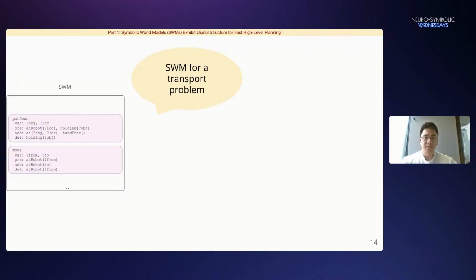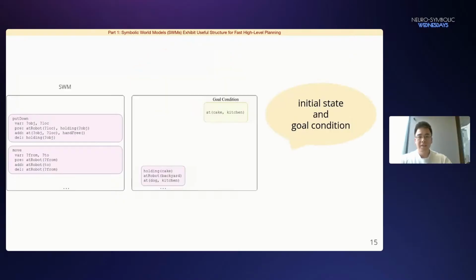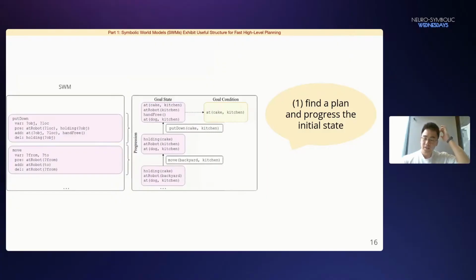So again, suppose we have a symbolic world model. So we're given a set of reusable symbolic actions, such as a put down and a move operator here. And then suppose we're also given training problems. Usually this is defined as a symbolic world model, as well as an initial state and the goal condition. And in the first of 3 steps of our approach to learning policies, we try to find a plan that progresses the initial state to a goal state that satisfies the goal condition.